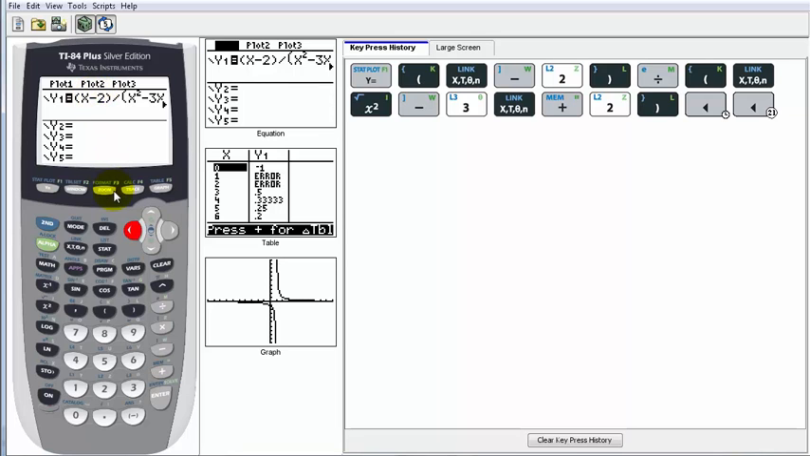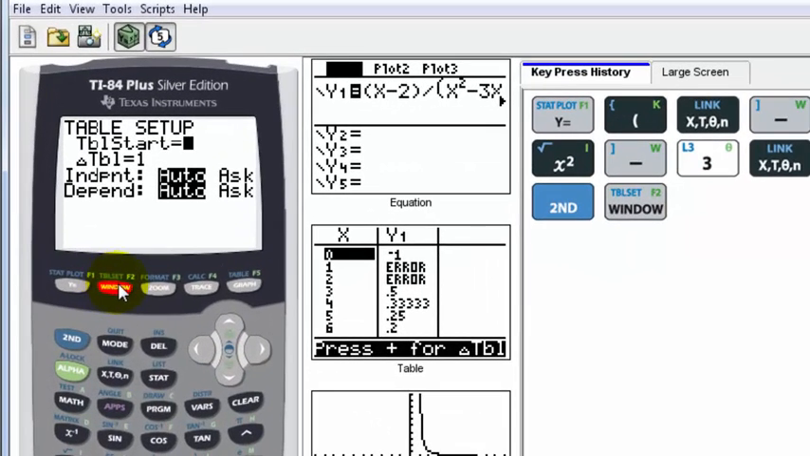Okay, so the next thing we're going to do is set up our table to take the values that we want it to take. So I'm going to go to Second and Table Set. And right now it's set on automatic, and it's set to start at a value of 0 and make increments of 1. Okay, that's not what we want. We don't want to start at that particular value, and we don't want our increments as we approach 2 to be the same size. We need to get closer and closer and closer. So instead of looking at auto, we need to look at ask.